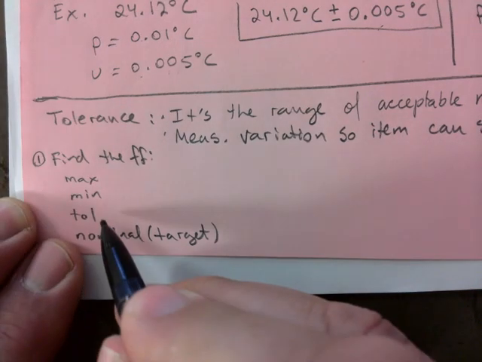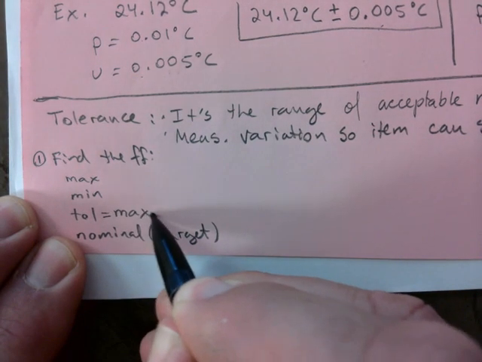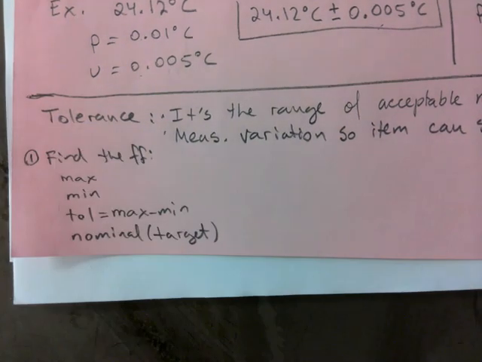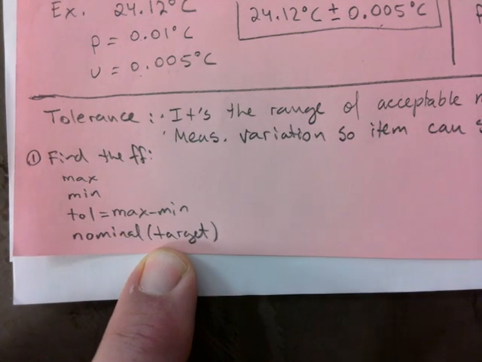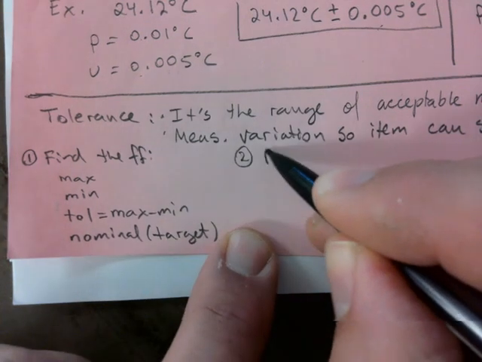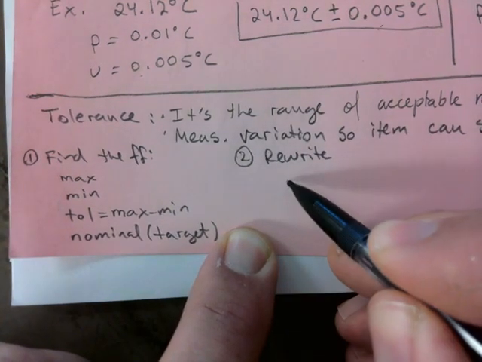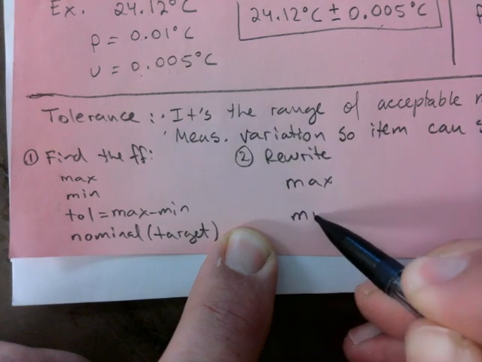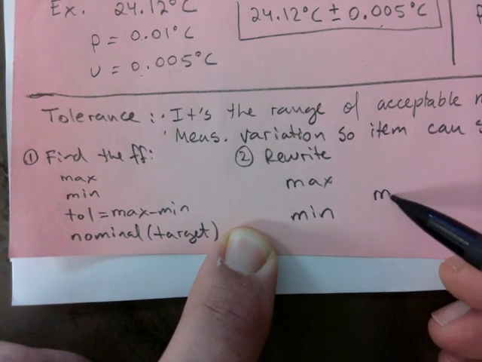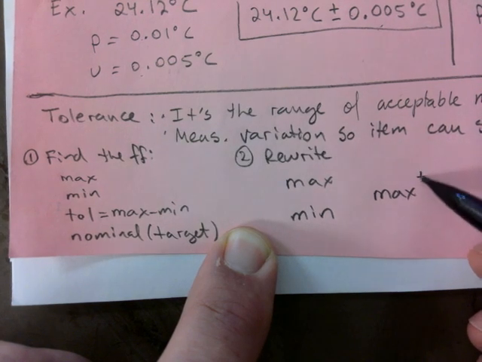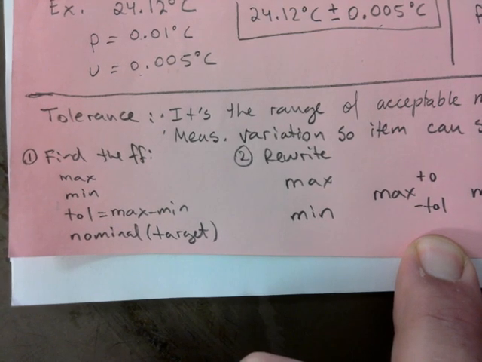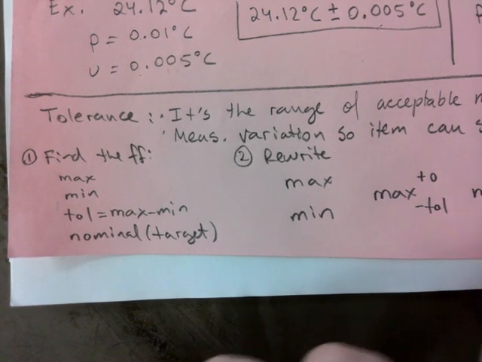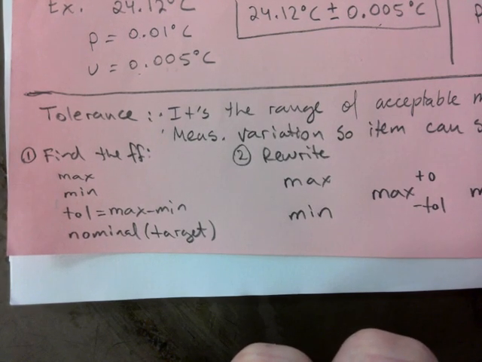Okay, so the one I want you to have here is tolerance is max minus min. Remember, it's the range. Range is the difference between the max and the min, right? And then step 2 is rewrite. So there's the max, min. I may not have them in the exact order as you have, but that's okay. Max plus 0 minus tolerance. Min, think of it, min minus 0 plus tolerance. And then this one, nominal plus or minus half of tolerance.